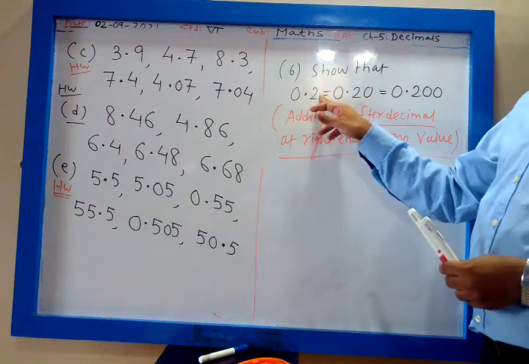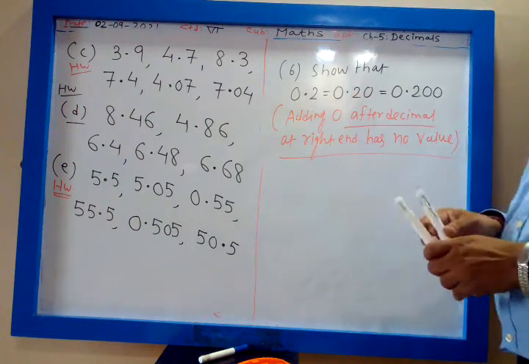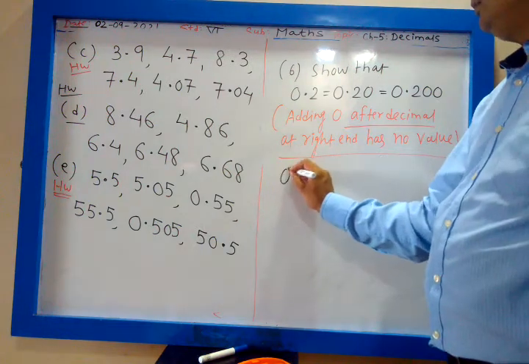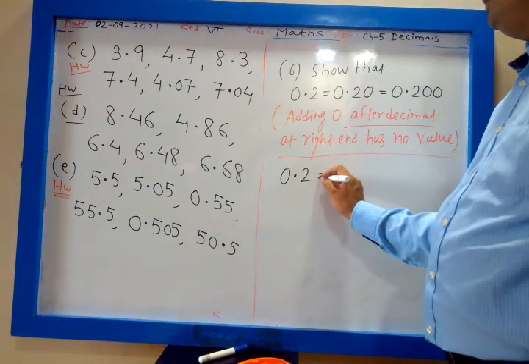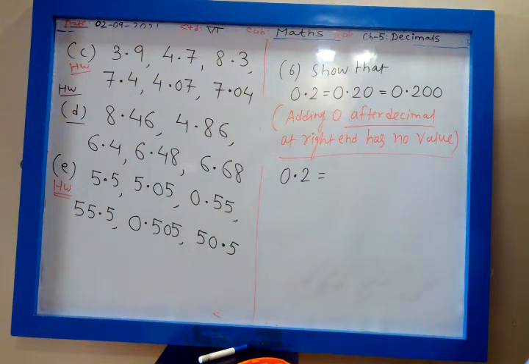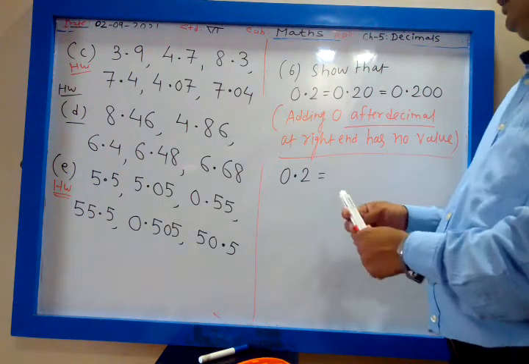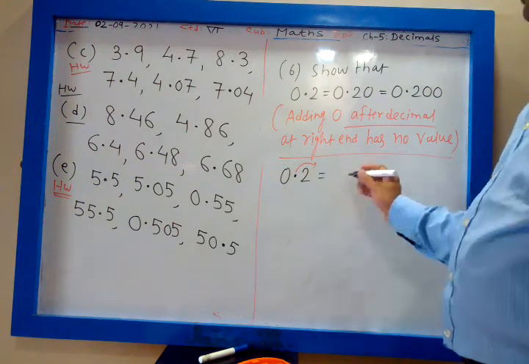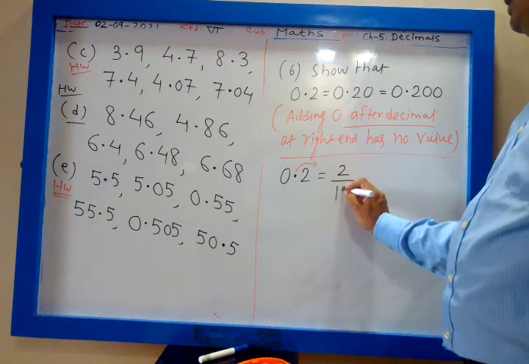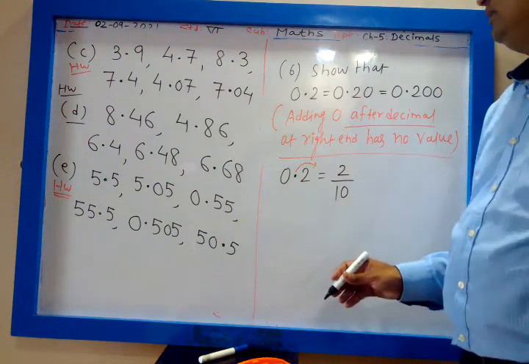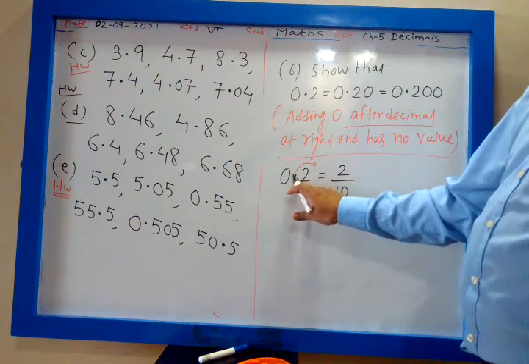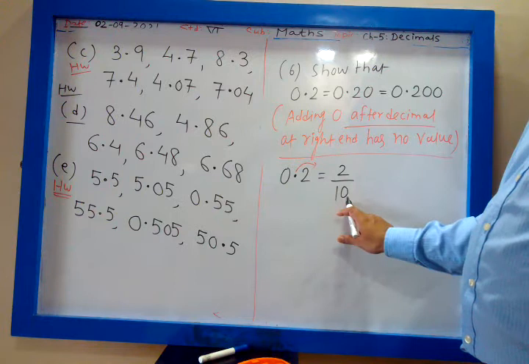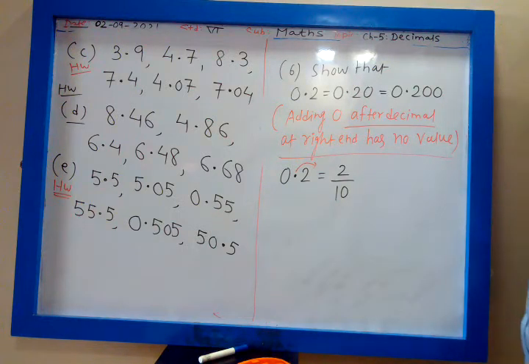So we are adding 0 at the right, it has no value. So let us solve this. 0.2. After decimal, how many digits are there? One digit. So when you remove the decimal, there will be one 0 in the denominator, so that is 10. So 0.2 is same as 2 upon 10.